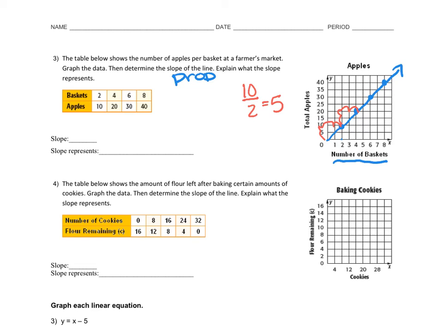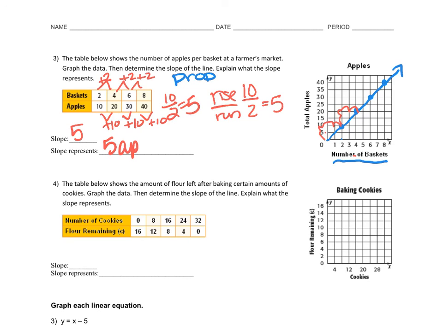So that's what I got, rise over run. Okay, let me do my chart. 2 plus 2 plus 2 plus 2. Okay, plus 10 plus 10 plus 10. Okay, so I'm still getting 10 over 2, which reduces to 5. So my slope is 5. So how can I break that down in words? Okay, remember it's apples per basket. So I have 5 apples per 1 basket.